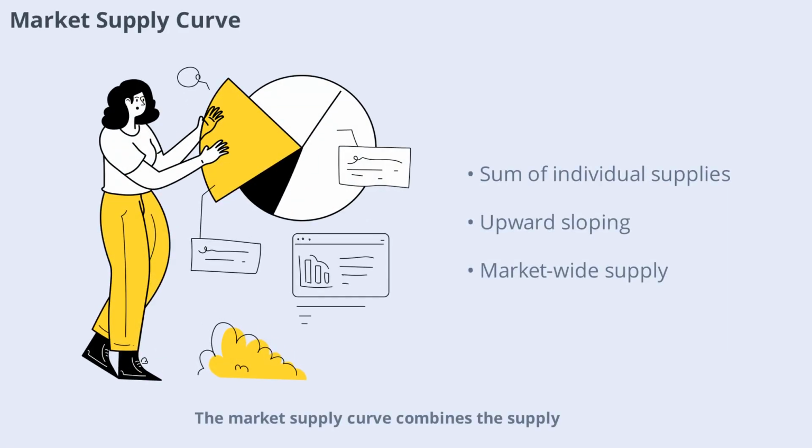Market supply curve combines the supply decisions of all producers in a market. By summing the quantities supplied by each producer at every price, we get the total market supply. Like the individual supply curve, the market supply curve is upward sloping, indicating that higher prices lead to greater quantities supplied. This curve helps us understand how the entire market responds to price changes.